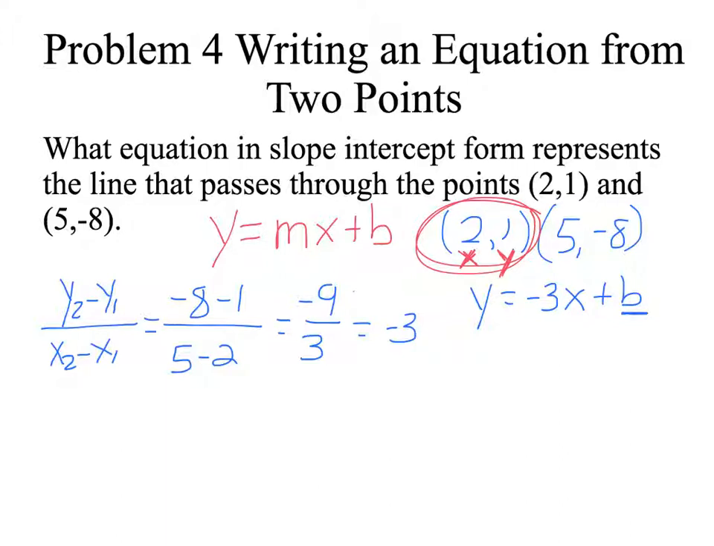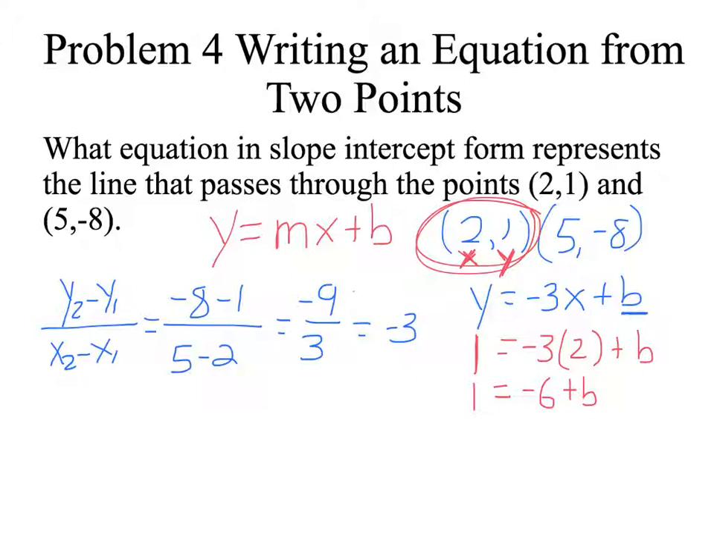So I'm going to substitute those two numbers into this equation that I have so far. My y value is 1, so I'm going to put a 1 there, and then I have negative 3 times x, but my x value is 2. So I'm going to insert 2, and then I still have plus b. Then if I solve this equation for b, that'll tell me what my y-intercept is. So I have 1 equals negative 3 times 2, which is negative 6, plus b.